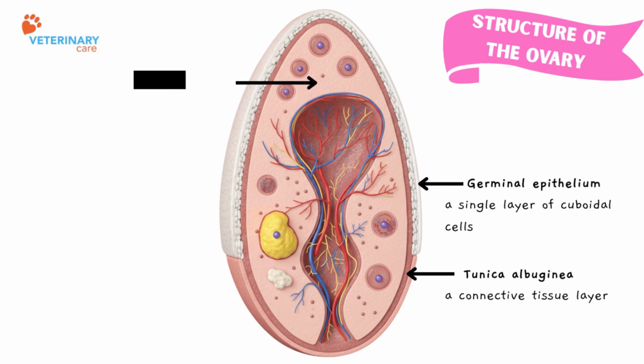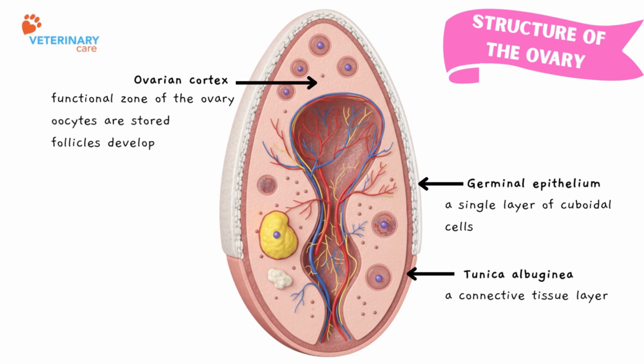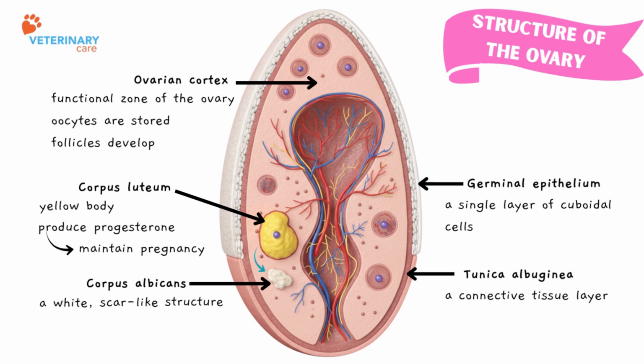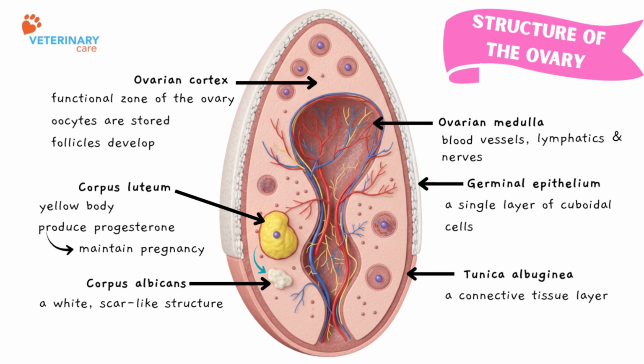Beneath this lies the ovarian cortex, which is the functional zone of the ovary. This is where oocytes are stored, follicles develop, and also where we find the corpus luteum and the corpus albicans. The corpus luteum, also called the yellow body, is responsible for producing progesterone, which is vital to maintain pregnancy. When the corpus luteum regresses, it forms a white, scar-like structure known as the corpus albicans. At the center of the ovary we find the ovarian medulla, which contains blood vessels, lymphatics, and nerves, all supported by dense connective tissue.